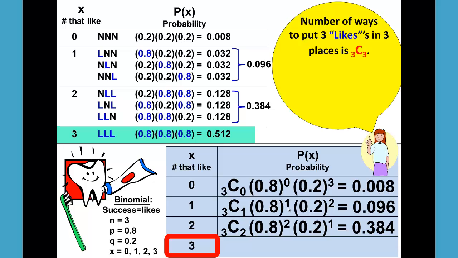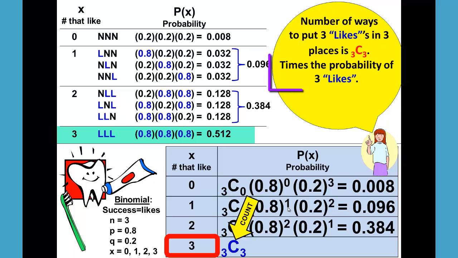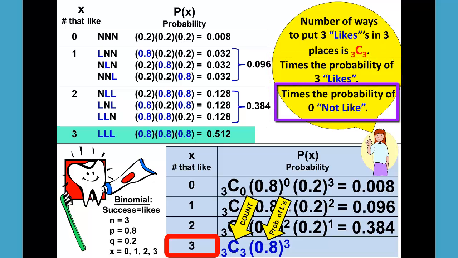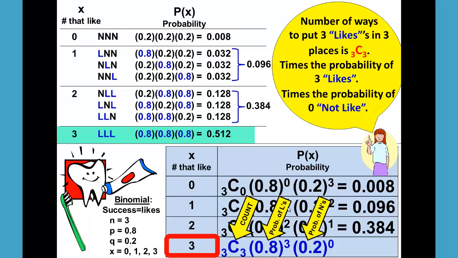And lastly, the probability that x equals 3, and that would be the number of ways to put 3 likes in 3 places, would be 3 choose 3 times the probability of 3 likes, 0.8 to the third, times the probability of 0 not likes, because if all 3 children like the toothpaste, that means we have 3 successes and 0 failures. That gives us our decimal and our probability of 0.512.